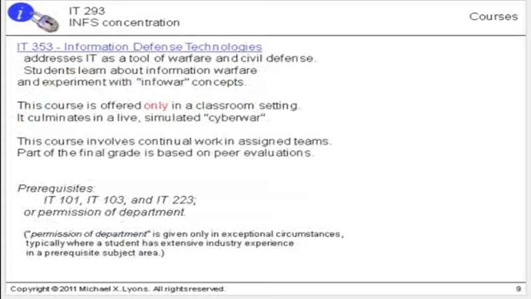IT 353 is one of our concentration courses. It's called Information Defense Technology. And we look at the use of information technology in the context of both warfare, offensively and defensively, and from a civil defense aspect. We spend a lot of time talking about information warfare and the role information plays in modern warfare.